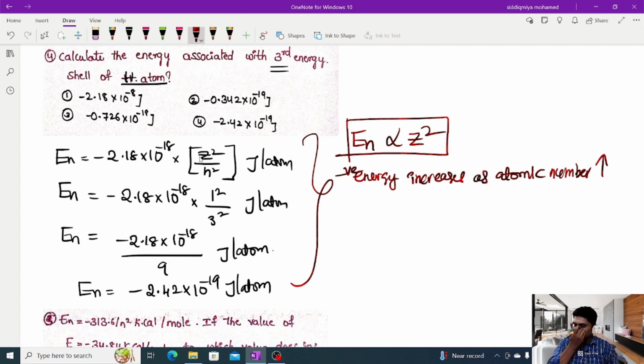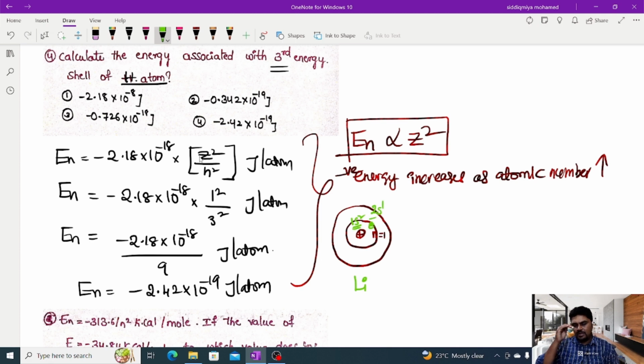Why? Suppose let us take a lithium atom. Here I am talking about the first shell, n is equal to 1. Let us imagine one electron is there, and it is a lithium atom. So we have 1s2 2s1 electronic configuration, 3 electrons. I am talking about the one electron in 3s1, and how much energy it is operating with, meaning how much negative charge is there.